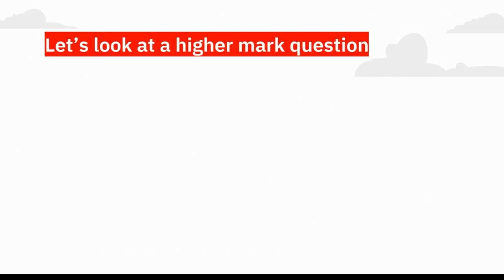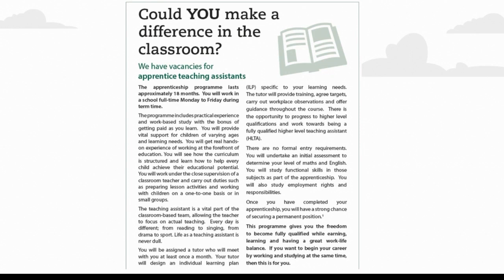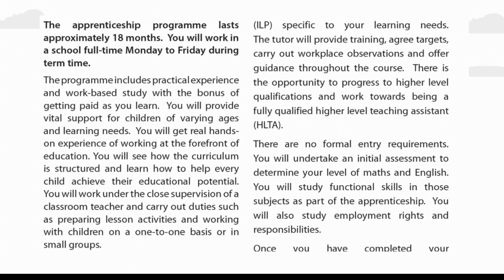Let's have a look at a higher mark question. Is text B formal or informal? And give 2 reasons to support your answer. You can see that is for 3 marks. Let's have a look at the text. Do you make a difference in the classroom? So this is an article, a persuasive article for teaching assistants and giving them an apprenticeship. Let's have a little zoom in to a section of the article here.